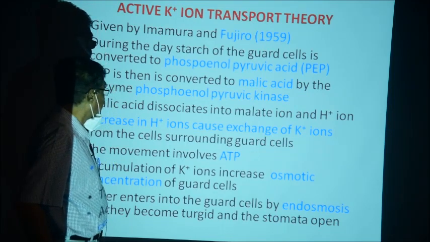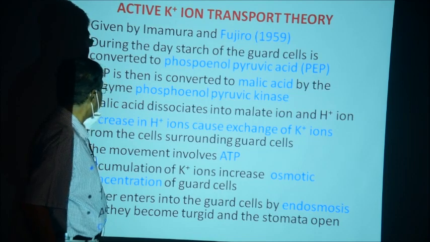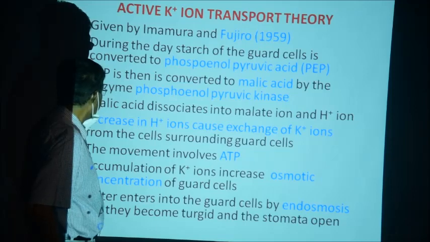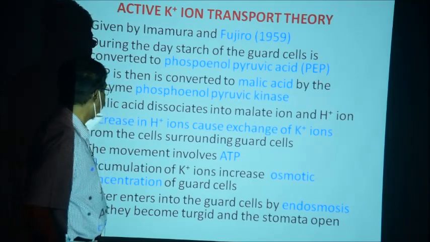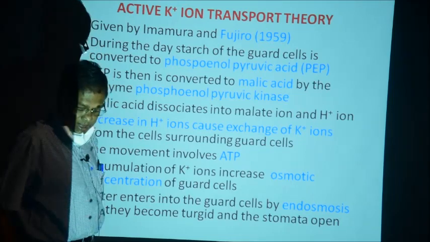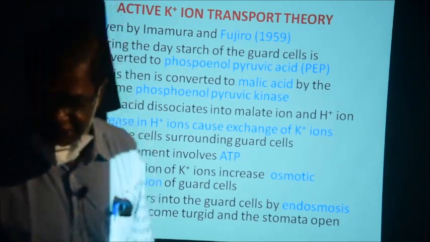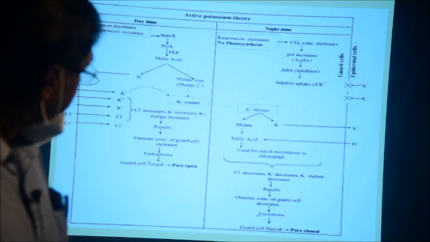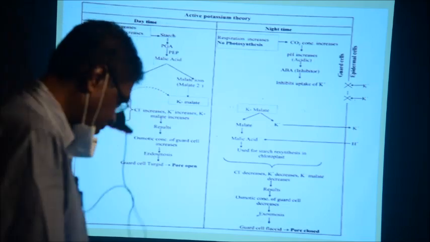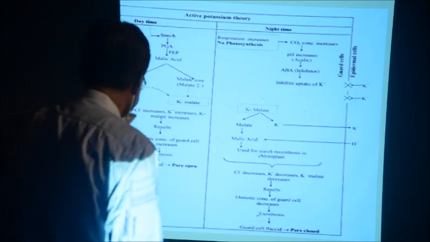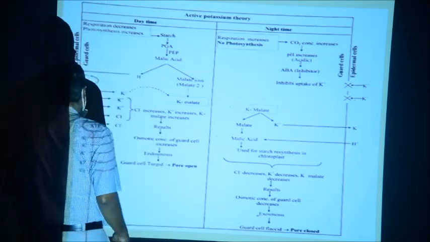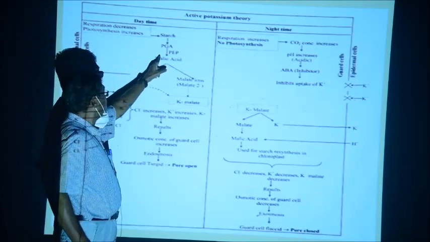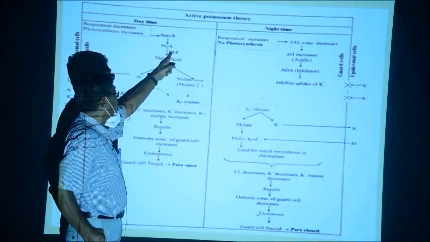Now, this active potassium ion transport theory was given by Imamura and Fujino in 1959. According to this theory, I will directly explain from the diagram, then we will get back to the thing. Now, what happens is, during daytime, starch is converted to phosphoglyceric acid.